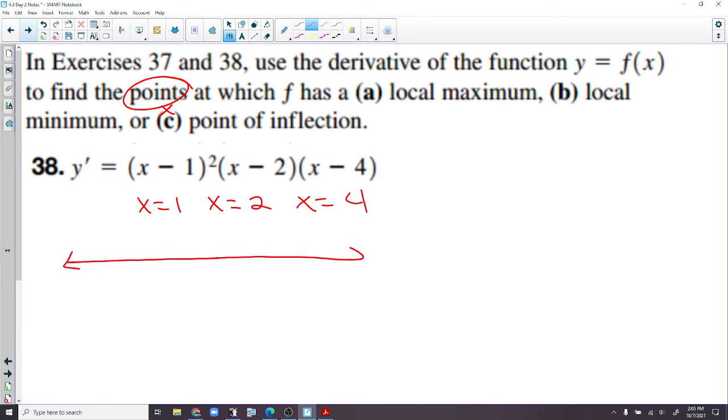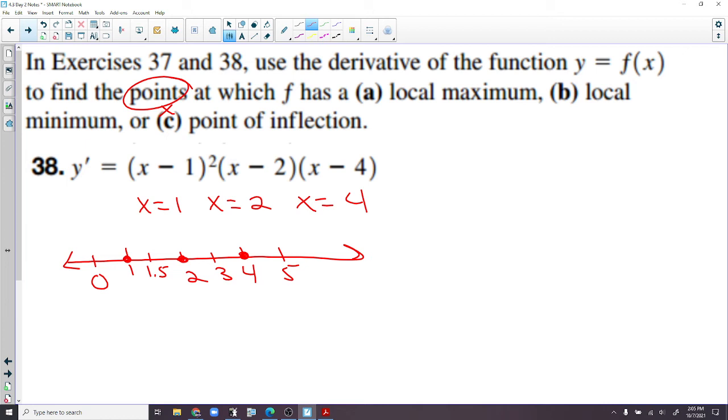So we're going to put these on a number line. I'm certainly not taking the second derivative of that. 1, 2, and 4. Let's plug in 0. How about 1.5, 3, and 5? And we're going to plug that into the derivative, but here's what's nice about that: I don't really have to consider this one because it's squared. So it's not going to determine whether we have a negative or a positive. I'm not going to pay attention to that one.